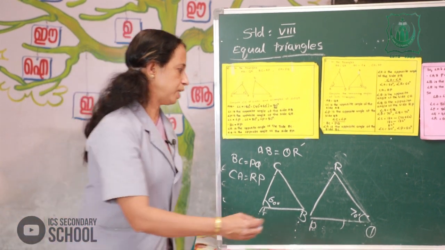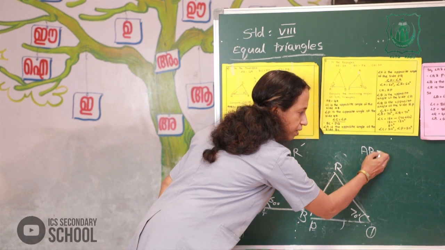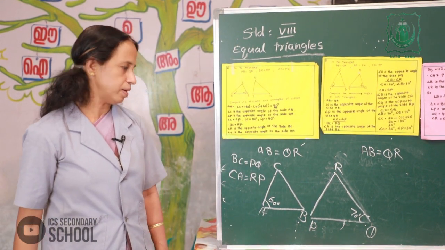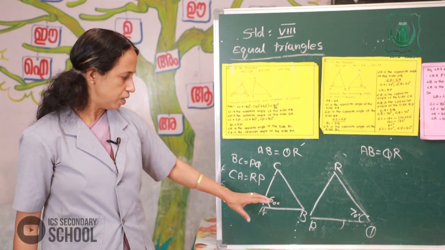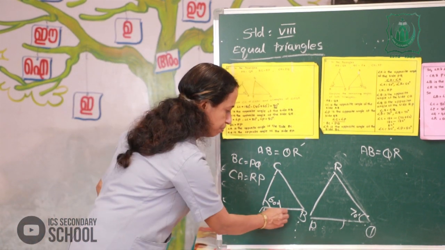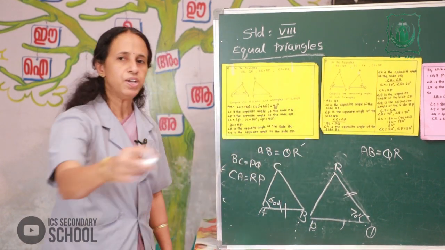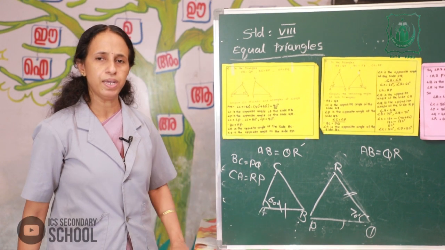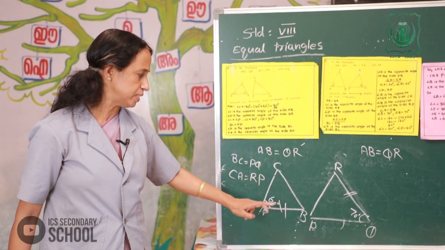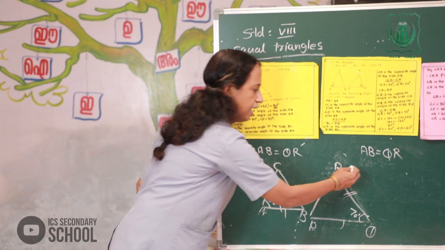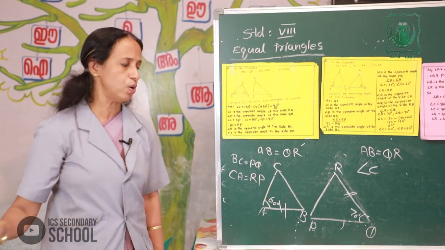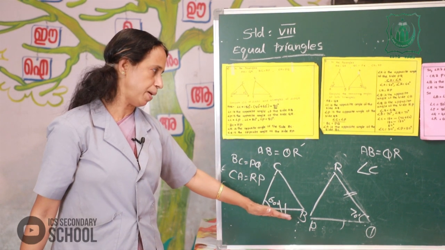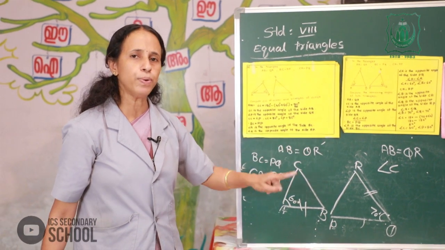But if we take AB equal to QR, look here, AB equal to QR. Which angle is the opposite angle of the side AB? Angle C. Angle C is the opposite angle of the side AB.